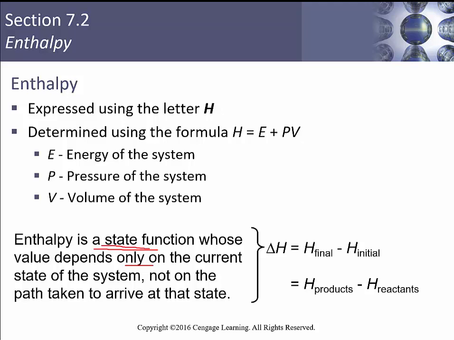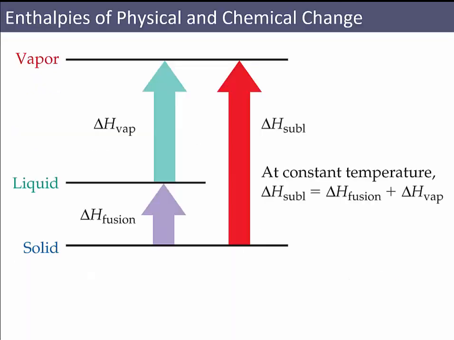So a lot of these things that we're going to see are going to be delta functions or state functions. They're all going to have a little delta in front, right? And that just means final minus initial, or products minus reactants. So what's the enthalpy or the energy of my products minus the enthalpy of my reactants?